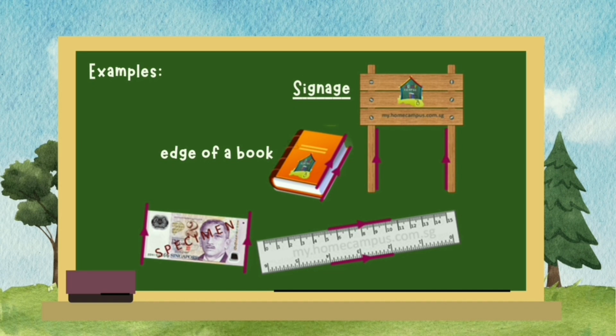Next is signage. The two posts of the signage do not meet, so it is a parallel line. Also like the other sides of a money bill. And the last example is a ruler. It shows that two lines, the upper part and the bottom, never meet, so it's a parallel line.